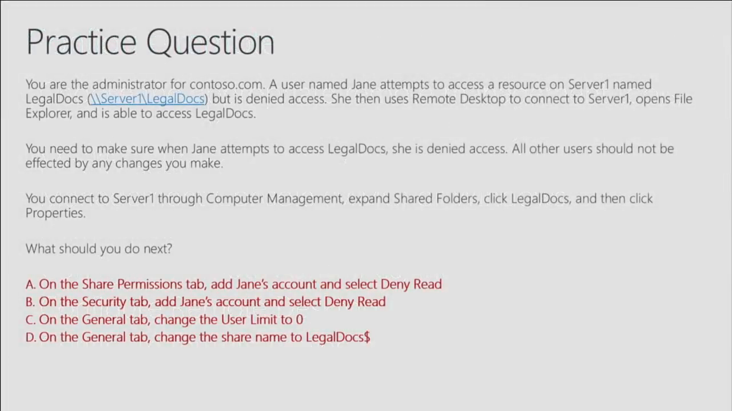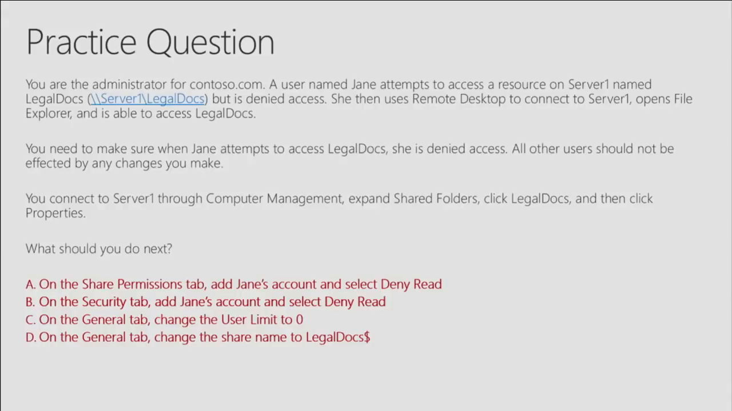Okay, let's see if you're paying attention. Another practice question. You're the administrator for Contoso.com. A user named Jane attempts to access a resource on server 1 named LegalDocs, that's on \\server1\LegalDocs, but they are denied access. She then uses remote desktop to connect to server 1, opens File Explorer, and is able to access LegalDocs. You need to make sure that when Jane attempts to access LegalDocs, she's always denied access. All other users should not be affected by any change you make.